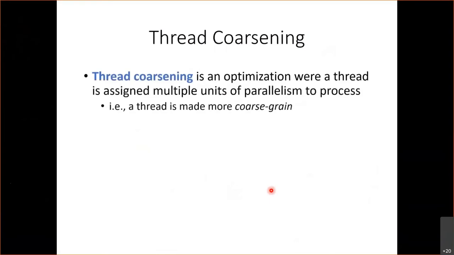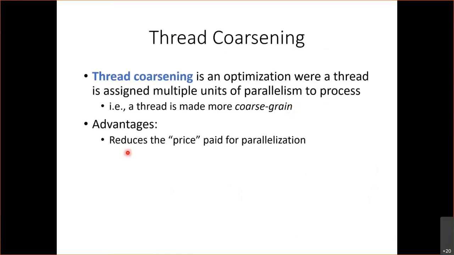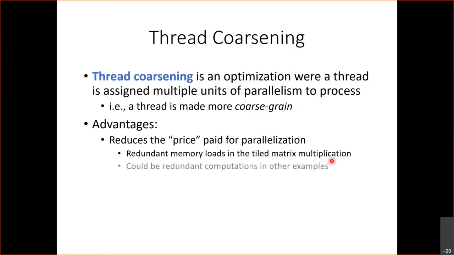Thread coarsening is basically an optimization where a thread is assigned to multiple units of parallelism. In other words, we make the thread more coarse grain. The advantage of thread coarsening is that it reduces the price paid for parallelization. In the example we did today, it reduced the redundant memory loads from the tiled matrix multiplication, but it may reduce other things. We could reduce redundant computations, for example. If multiple blocks do some redundant computation, and that's the price we paid for parallelism, then we can do that redundant computation once and use it for multiple threads.